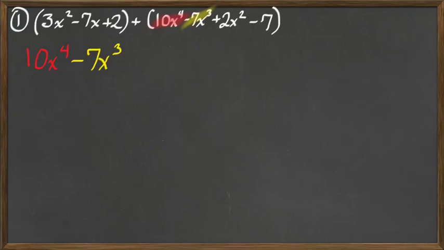And the next thing we have is our x squareds. And we have two of those. And that would be plus 3x squared, because it was positive, plus 2x squared. And then the next one we have would be our x's, and there's only one of those. And that's minus 7x. And the last one we have is our constants. And that would be the minus 7 and the plus 2.